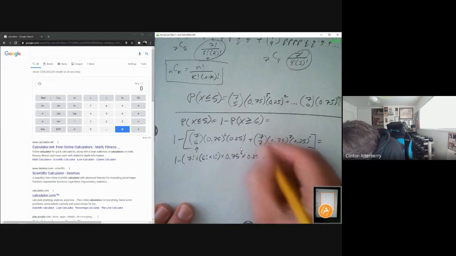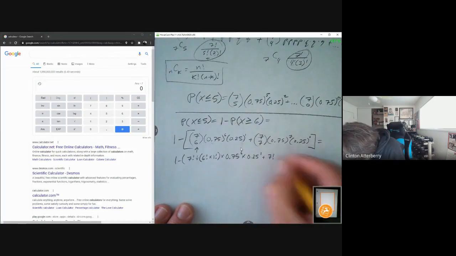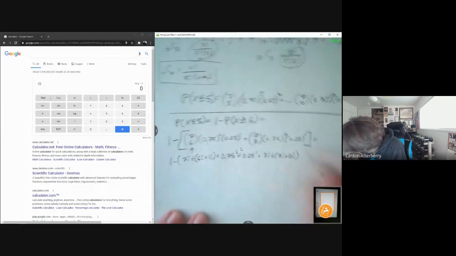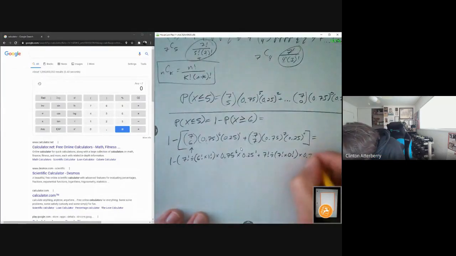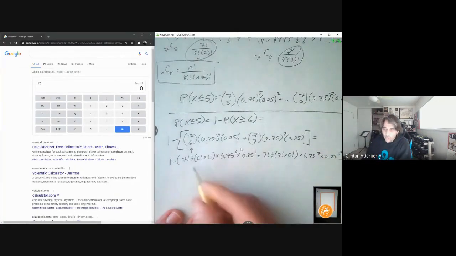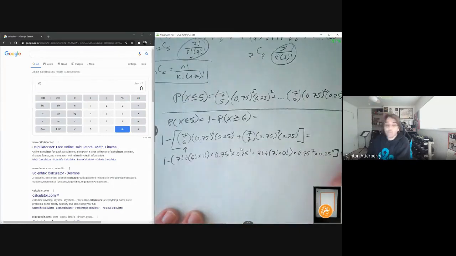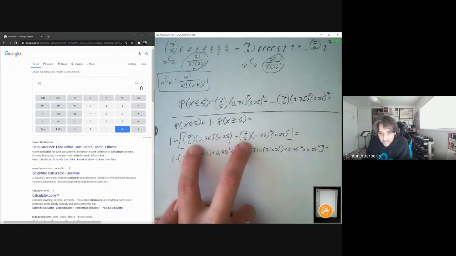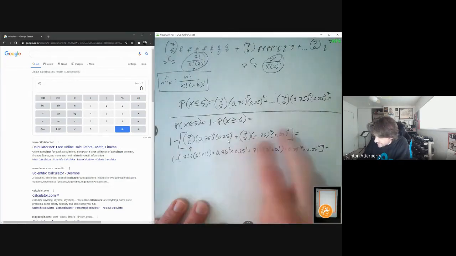And then 7 choose 7 would be 7 factorial divided by 7 factorial times 0 factorial, which just equals 1, times 0.75 to the 7th power times 0.25 to the 0 power. Okay, if I type this whole thing into the calculator, which looks like a lot, but I'm telling you, this is only 2 of them. This is only 7 choose 6 and 7 choose 7 with those probabilities. Imagine if instead of doing 6 and 7, okay, you see how it kind of matches up like this?